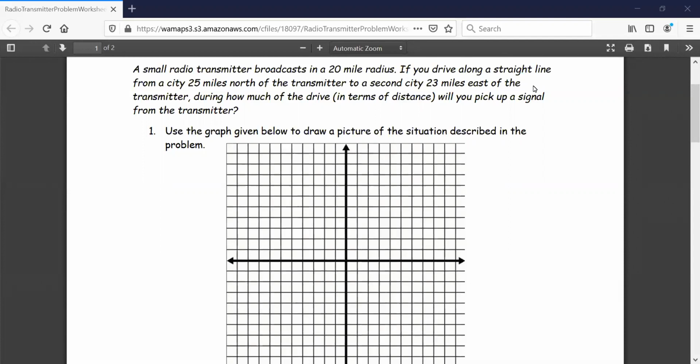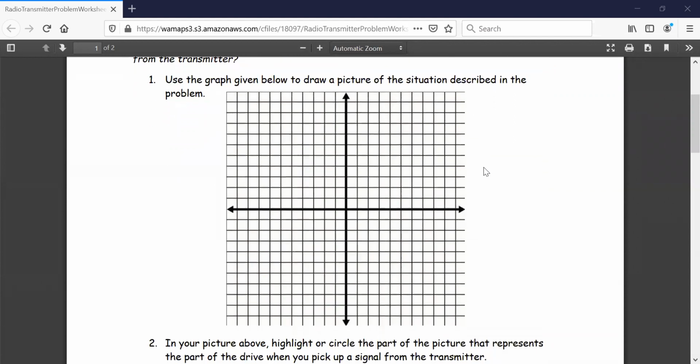This handout that you're looking at is available on WAMAP and is a good way to be guided through the problem and also give you a clear idea of what is going on with it. The first part of this, which is important with any problem of this type, is to draw a picture. So I'm going to do that on the set of axes here.